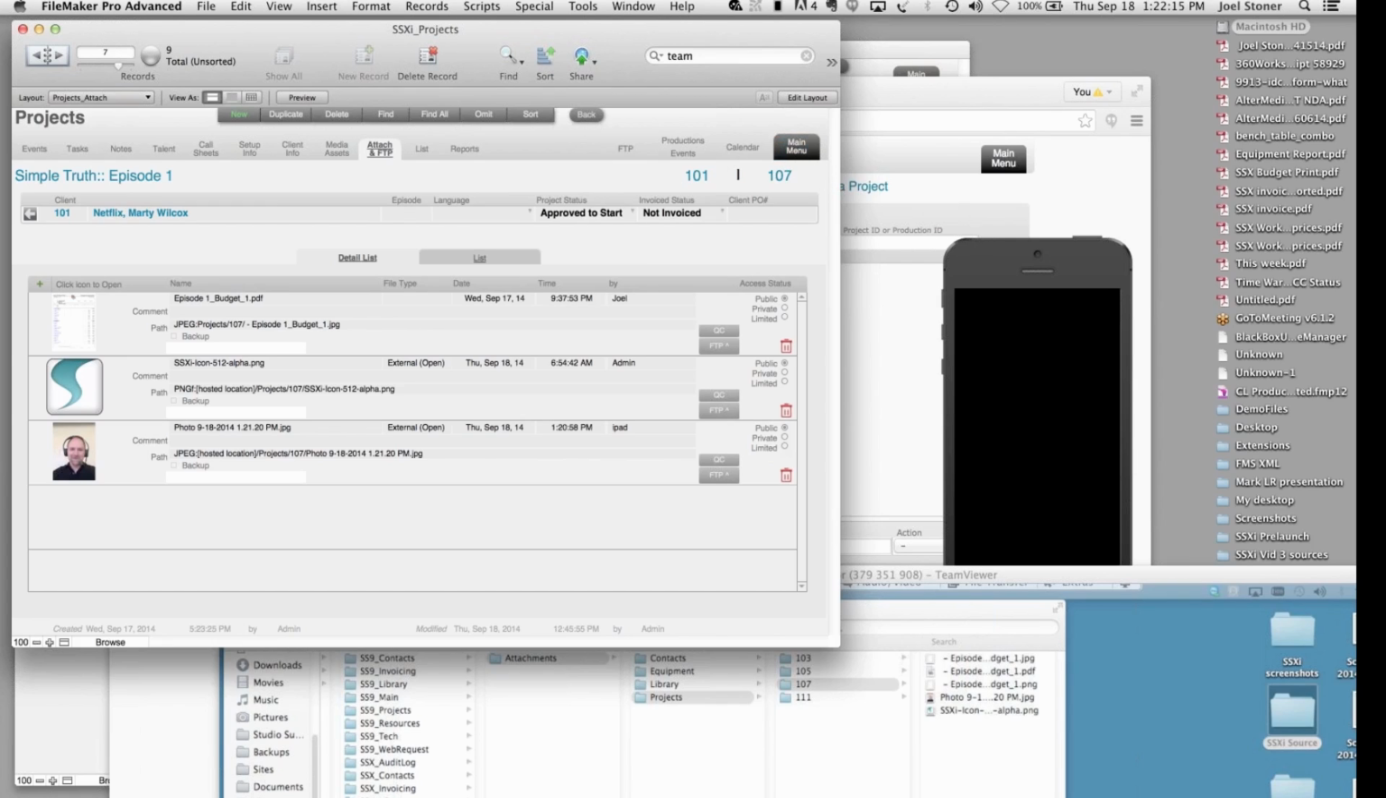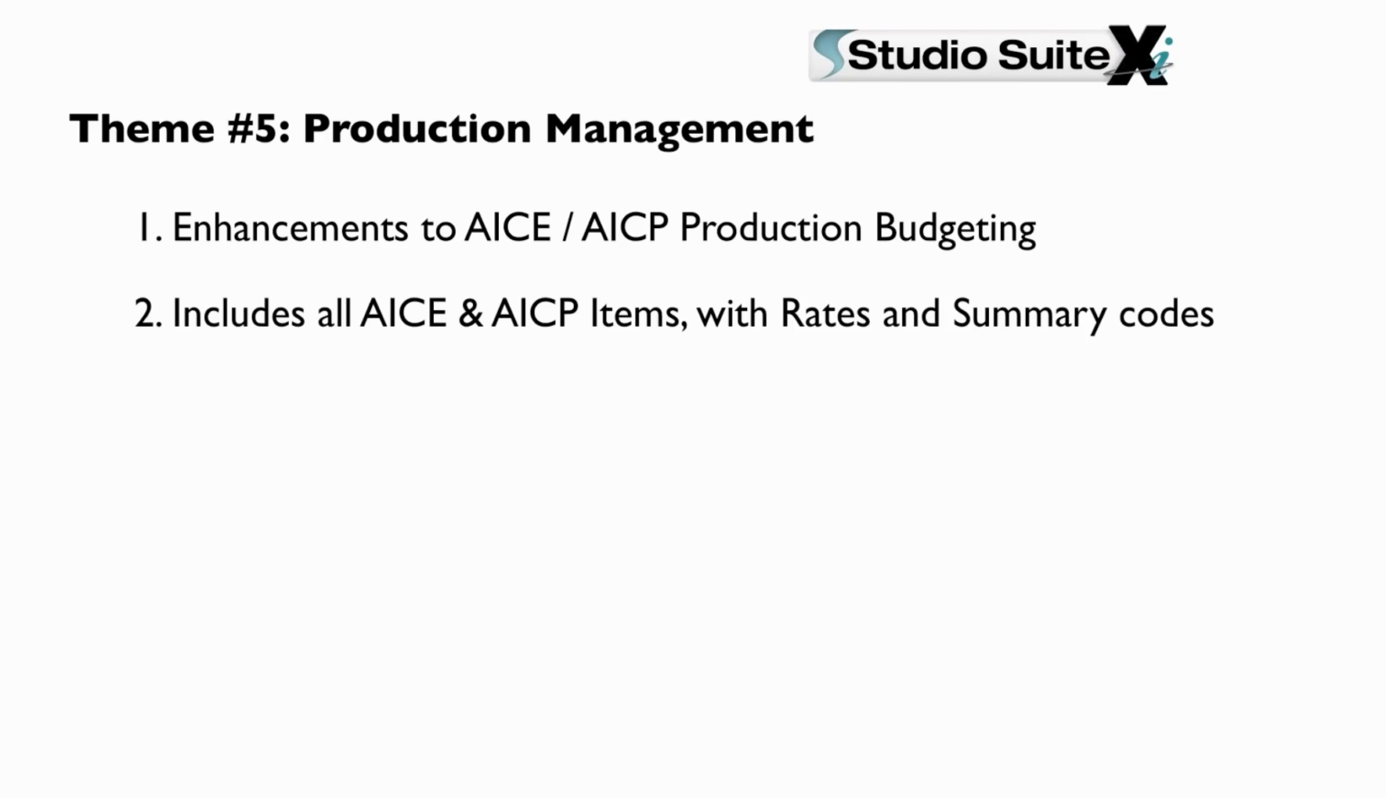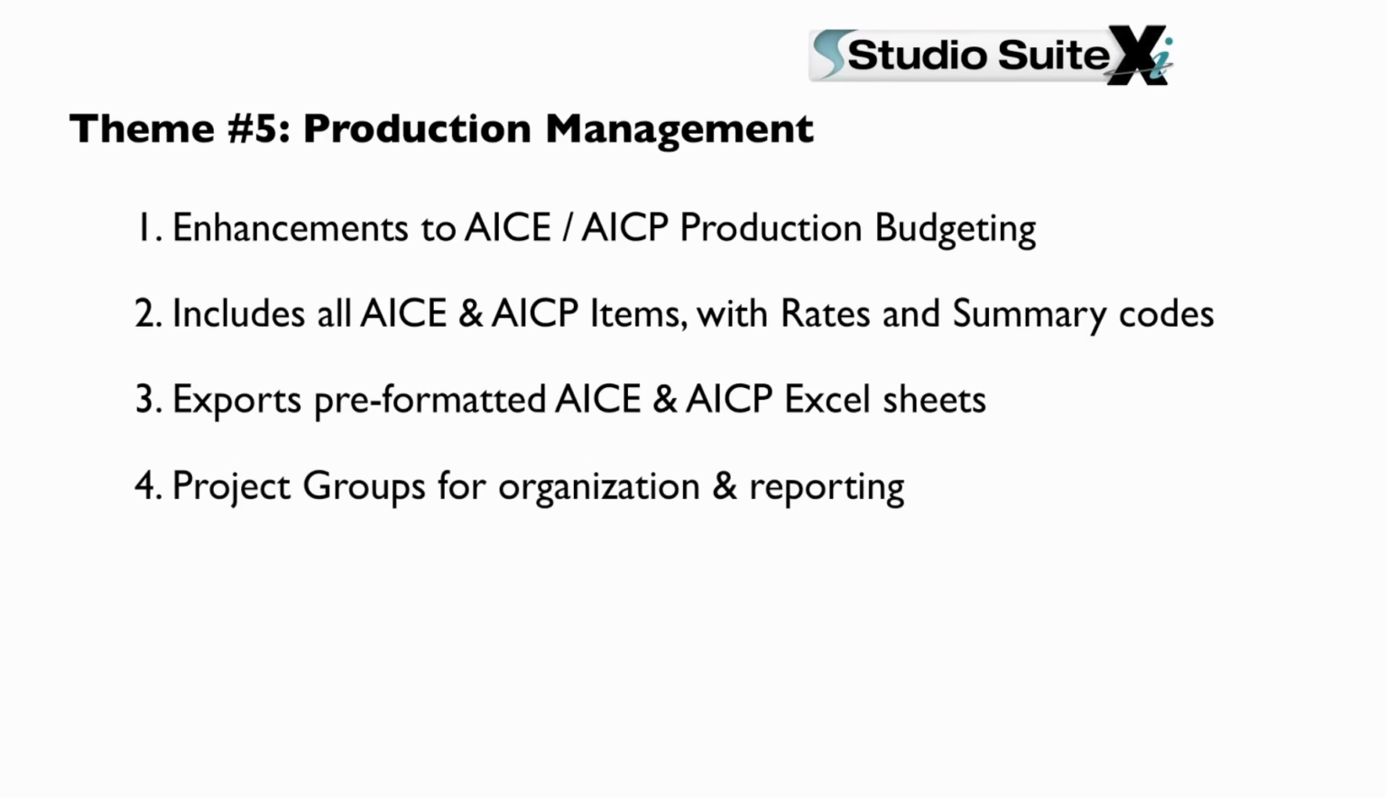So the next thing I'm going to talk about is production management. So we've done a lot of enhancements to the AICE and AICP production budgeting. We've included all the AICE and AICP items along with some sample rates and some summary codes. And we can now export pre-formatted AICE and AICP Excel sheets. Previously, we would just export the data and you would have to format it. So now we've got them exporting pre-formatted. And we've added project groups for organization and reporting.